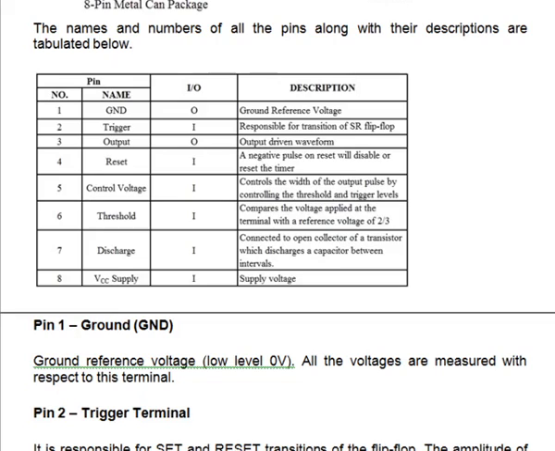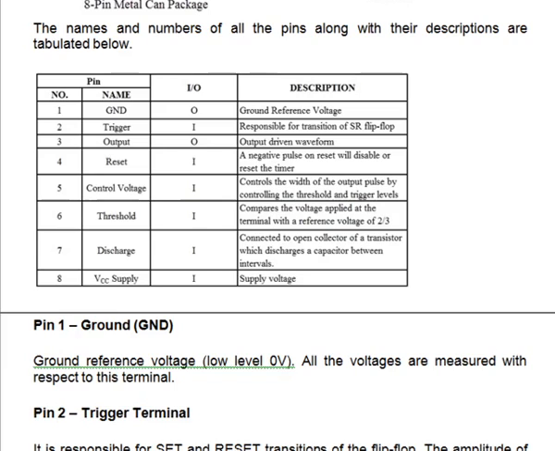Next, pin number 5, that is control voltage. It controls the width of the output pulse by controlling the threshold and trigger level. Next, threshold, that compares the voltage applied at the terminal with a reference voltage of two-thirds VCC. Discharge, connected to the open collector of a transistor, which discharges a capacitor between intervals. And VCC supply, it is the supply voltage.